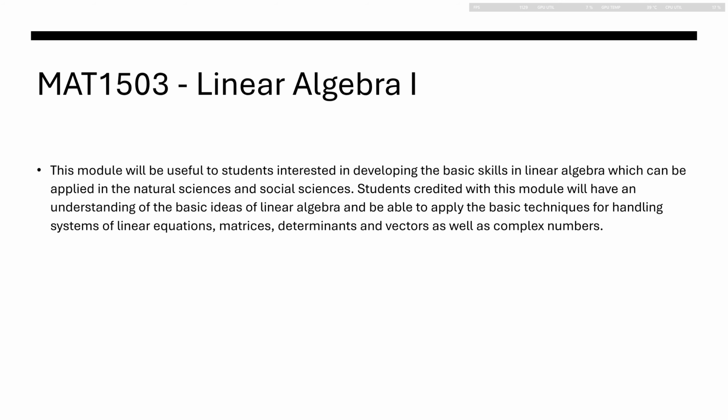Then we have MAT 1503, which is Linear Algebra 1. This is very important for computer scientists, and that is why it is compulsory for all computer science related degrees. This module will be useful to students interested in developing the basic skills in linear algebra, which can be applied in the natural sciences and social sciences. Students credited with this module will have an understanding of the basic ideas of linear algebra and be able to apply the basic techniques for handling systems of linear equations, matrices, determinants, and vectors, as well as complex numbers. That's a pretty good explanation, I'm not going to lie to you.